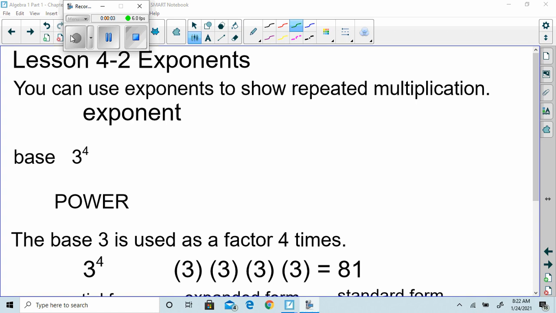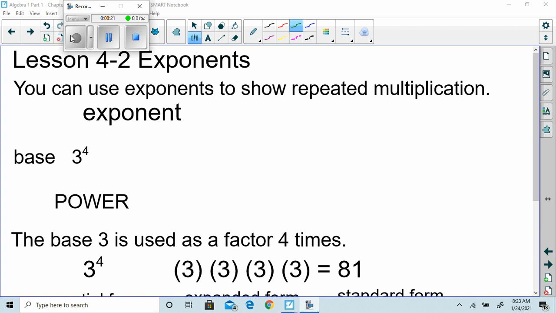I'd like to start our lesson off with a review of exponents. Yes, we've talked about exponents before, but there's a little more to it than we've done. So let's delve right in. Exponents. You can use exponents to show repeated multiplication, and it has two parts.